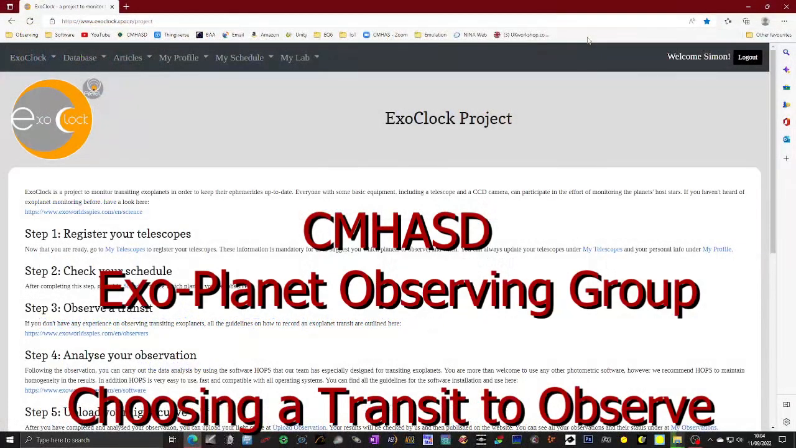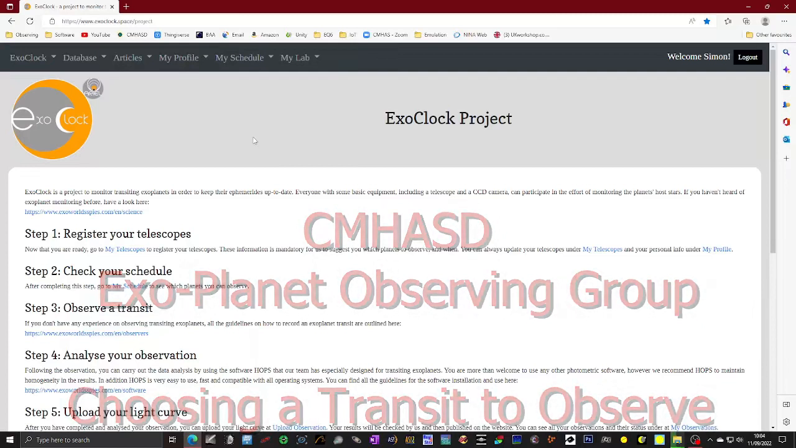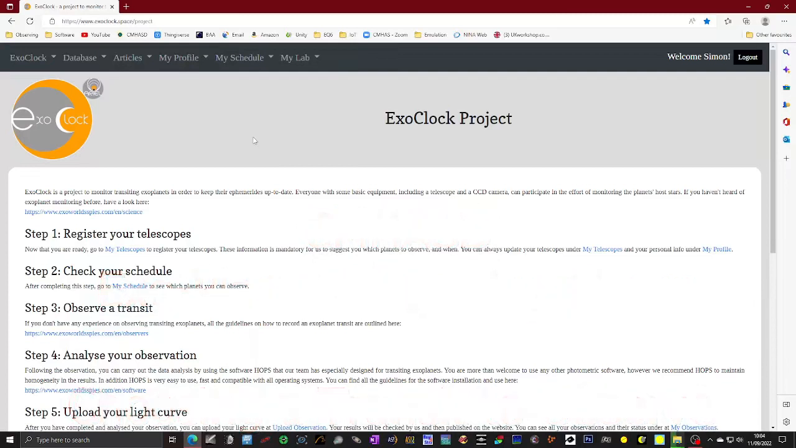Okay, this is a demonstration of the Exo-Clock website for the Crayford Manor House Astronomical Society, Dartford. Exoplanet transits are time dependent, and therefore we need to know the time that an exoplanet is predicted to transit its host star. So we'll use this website, exoclock.space, to give us a list of possible transits that we can observe tonight.